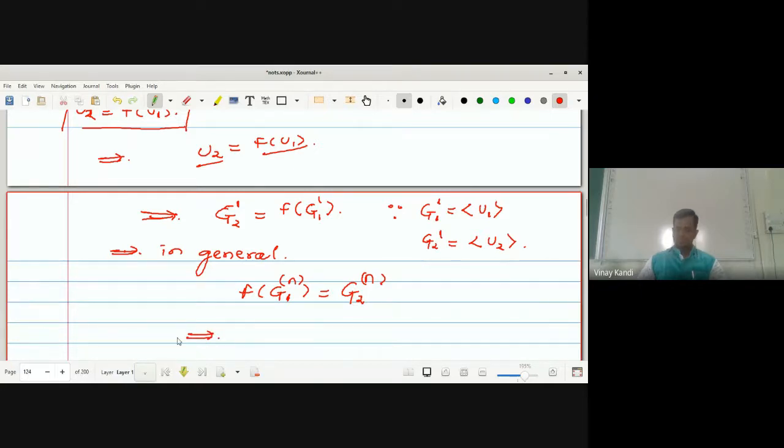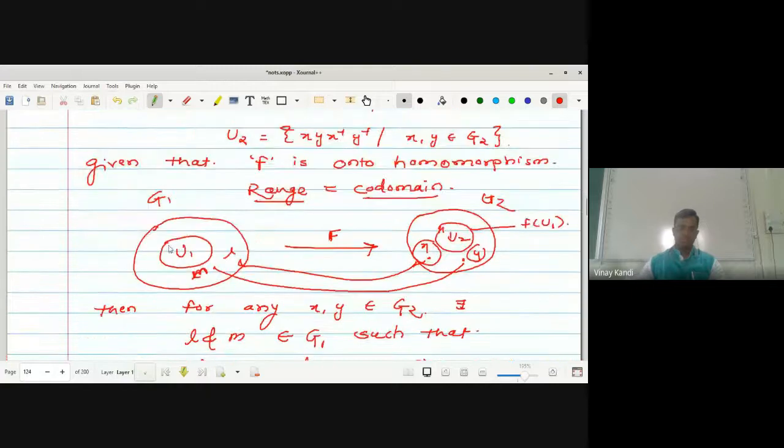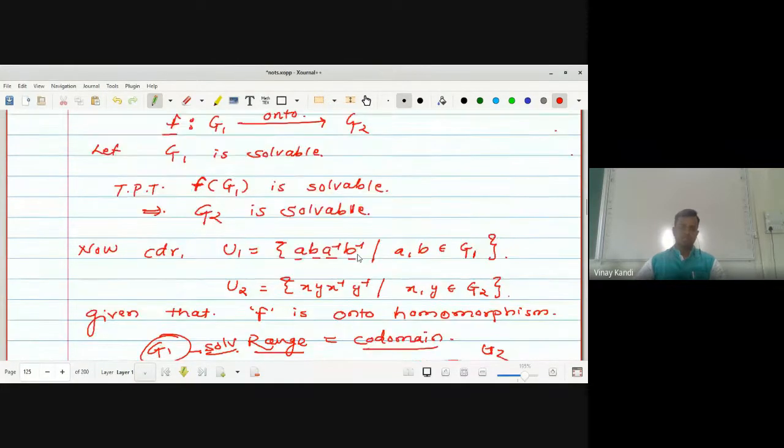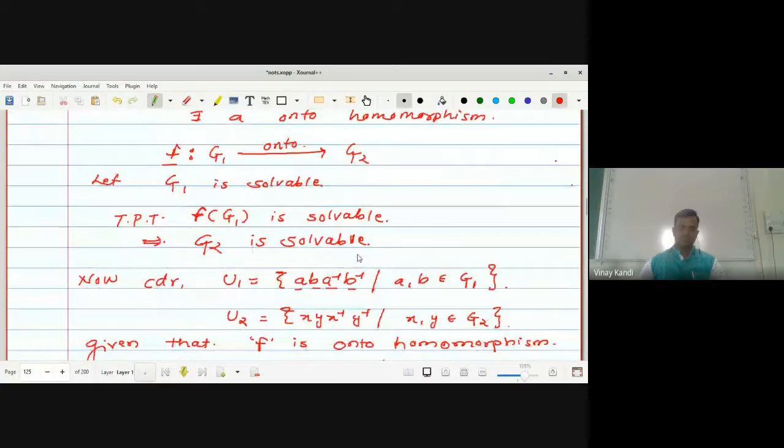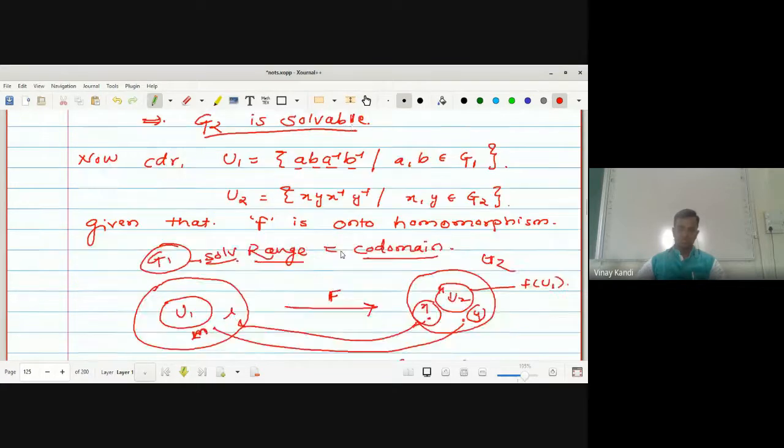Homomorphic. Okay, g1 is homomorphic. Sorry, solvable group. Is it correct? We have to show that g1 is solvable. We have to show that g2 is solvable.